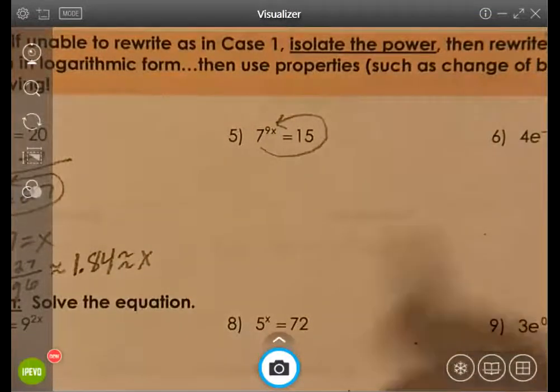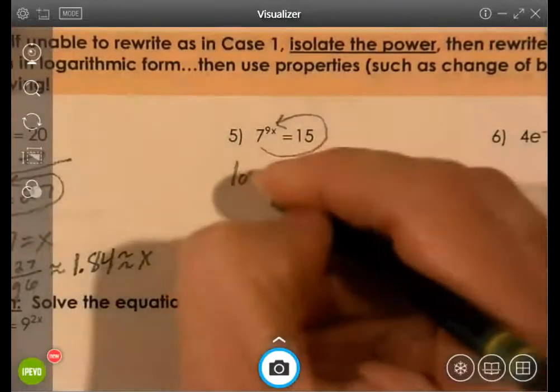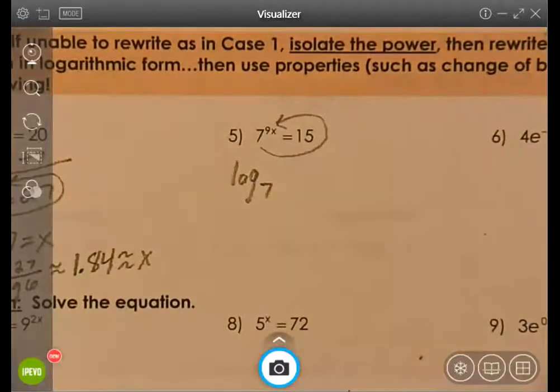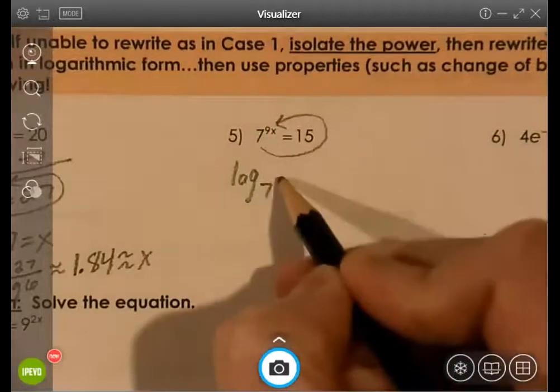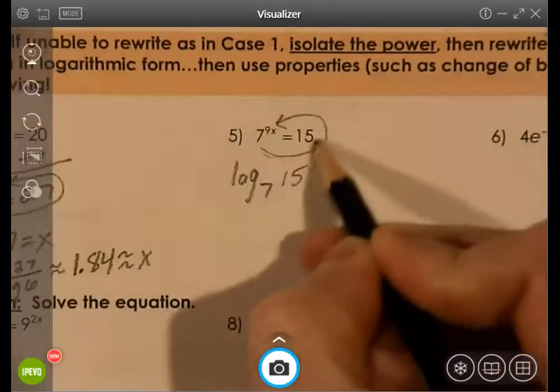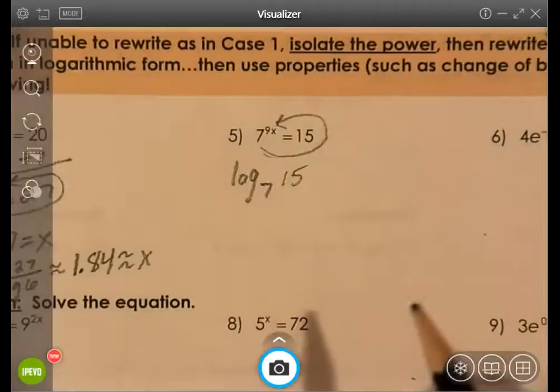The exponent is what we don't know. 7 to what power equals 15? Well, 7 squared is 49. That's way too big. 7 to the first power is 7. So we know this is bigger than 7 to the first power, but it's smaller than 7 to the second power. So log base 7, because your exponential is 7, so your logarithm is going to be 7. Of 15, that comes second. That's why we go around the 15. Tells you what order to write this in.